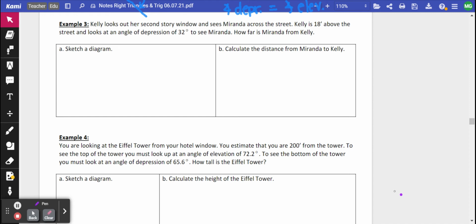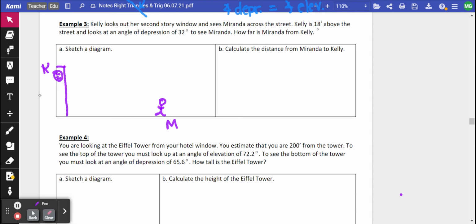It says that Kelly looks out her second-story window and she sees Miranda across the street. Kelly is 18 feet above the street and she looks at an angle of depression of 32 degrees to see Miranda. So let's sketch our diagram. Okay, so up here in her second-story window, right here, happy to see her friend, is Kelly. And down here on the street, okay, looking up to see her friend is Miranda.